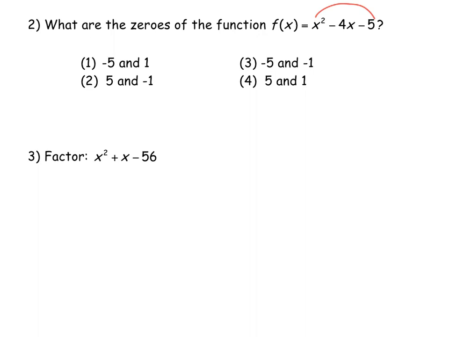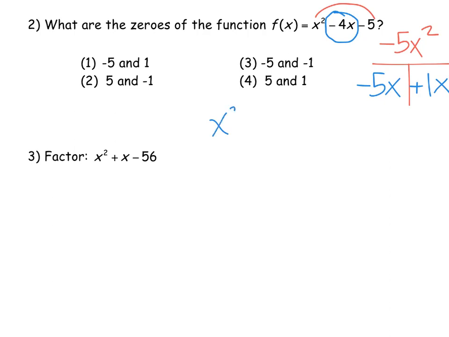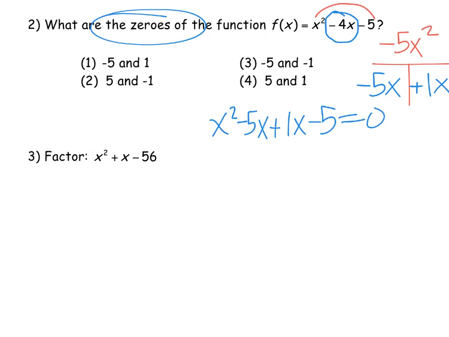When I multiply the first term with the last term, I get negative 5x squared. I'm going to split this into what? We have to think, what are the two numbers that multiply to negative 5x squared but add to negative 4x? So we should get negative 5x and positive 1x. So let's split the middle. I have x squared minus 5x plus 1x minus 5. And it says solve for the zeros, so I'm setting this equal to 0.